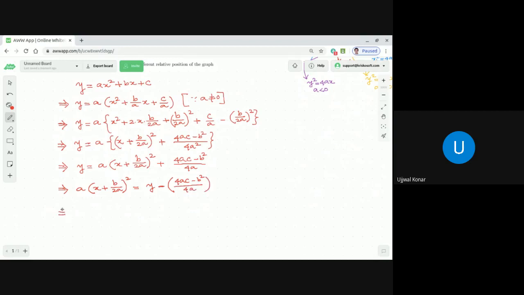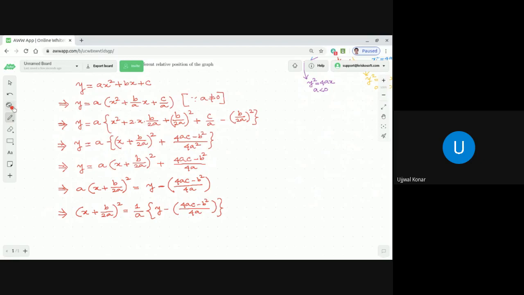This implies (x plus b by 2a) whole square is equal to 1 by a into (y minus (4ac minus b square) divided by 4a). Correct or not, dear students? Did all of you understand this derivation? Any doubt in understanding this derivation? I think it is quite simple, right? Quite straightforward also.